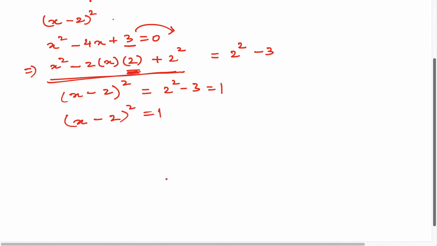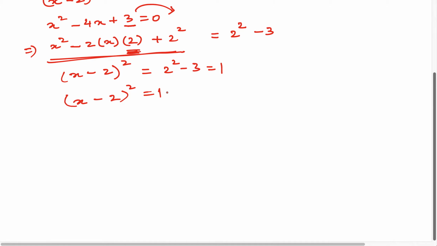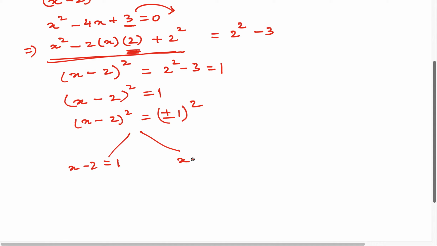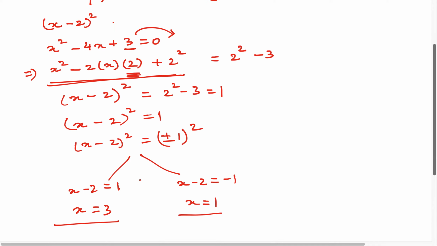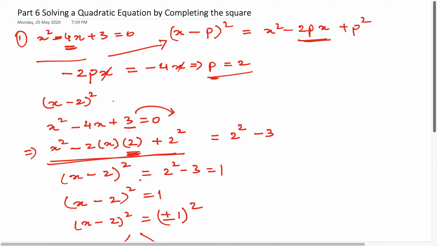And now I can write this as x minus 2 is equal to plus minus 1, and this will give me two values. Okay, this will give me two values, which is x minus 2 is equal to plus 1 or x minus 2 is equal to minus 1, and either x equal to 3 or x equal to 1. So these are my two values, and I found this by completing the square, for x square minus 4x plus 3 equal to 0.